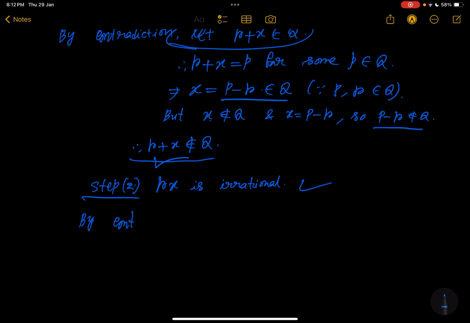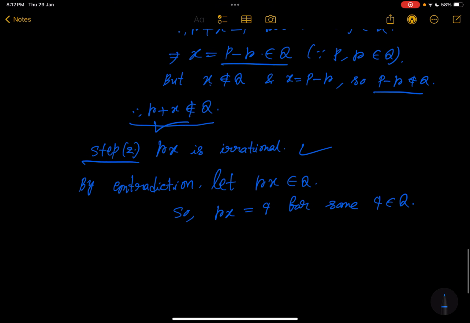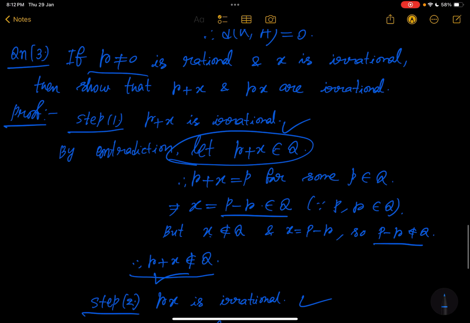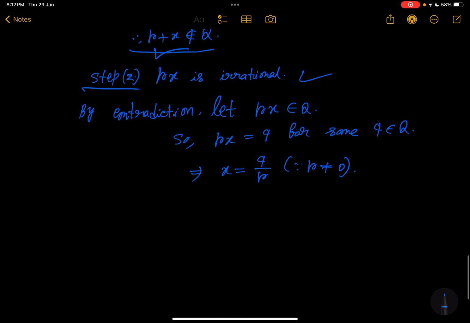So by contradiction, let rx belong to Q. So rx equals q for some small q belonging to the set of rational numbers, right? And that says that x equals q divided by r, and you can divide by r because r is not equal to 0, right? r is non-zero. You can divide.